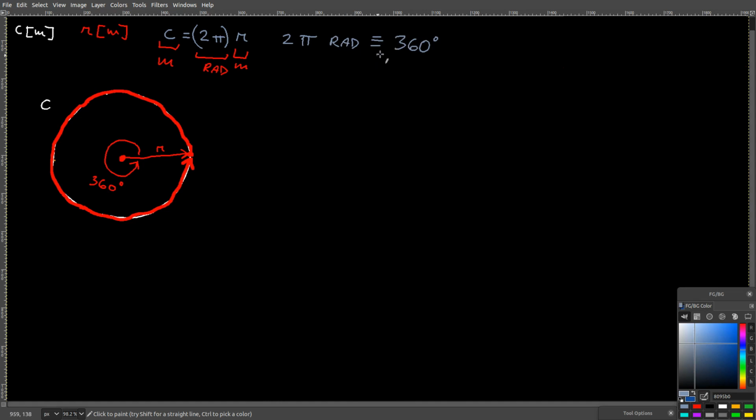This triple bar here means equivalence in mathematics. And so, I can say that I rotate something by 360 degrees or by 2 pi radians. It's the same thing.